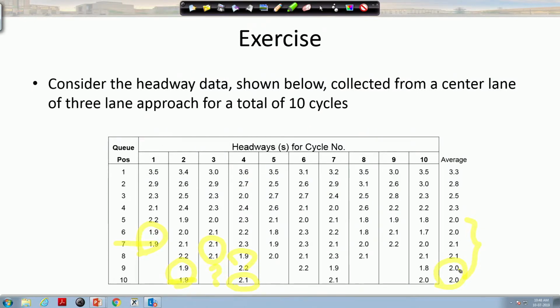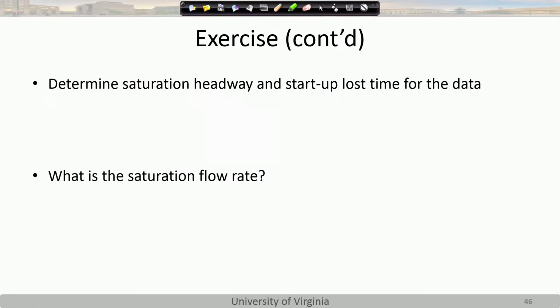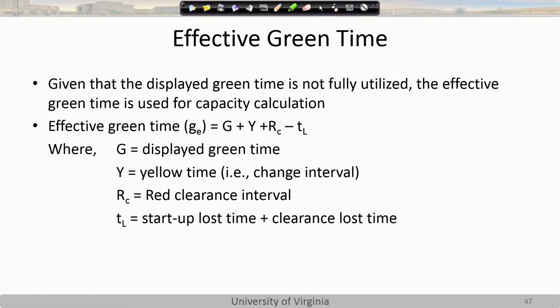Again, this is not rocket science. This is commonly used. So that's how you calculate a saturation flow rate for the HCM method. Effective green time is the same thing we mentioned. In transportation, we use lowercase and uppercase characters differently.